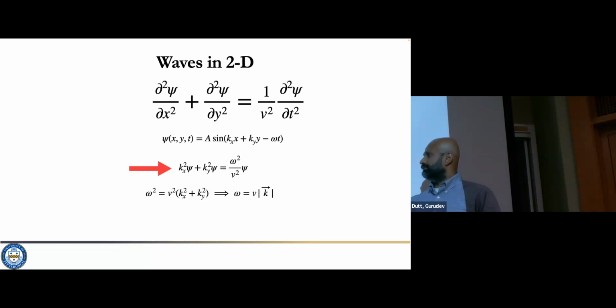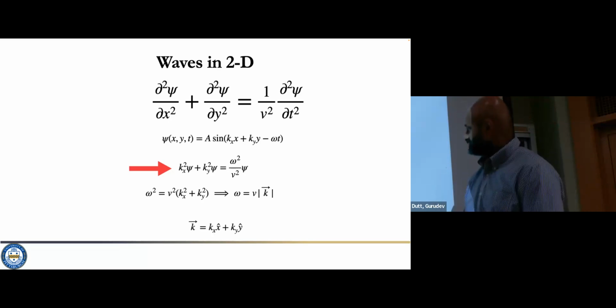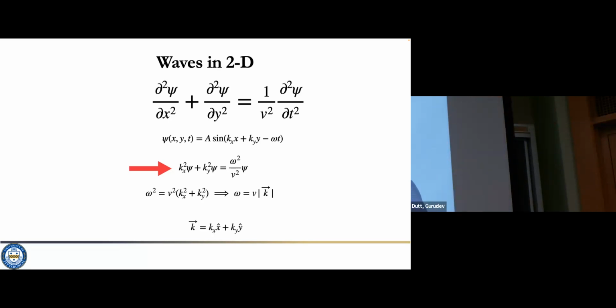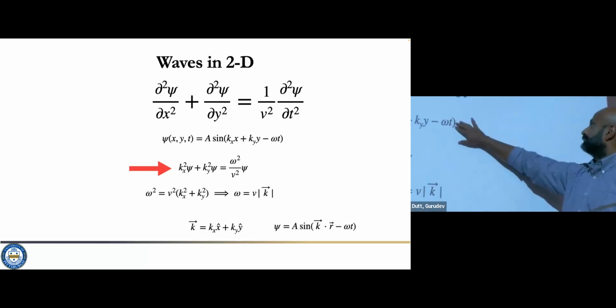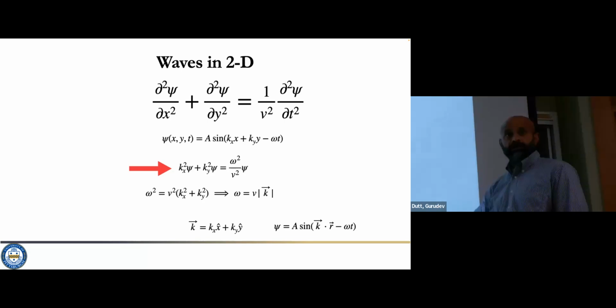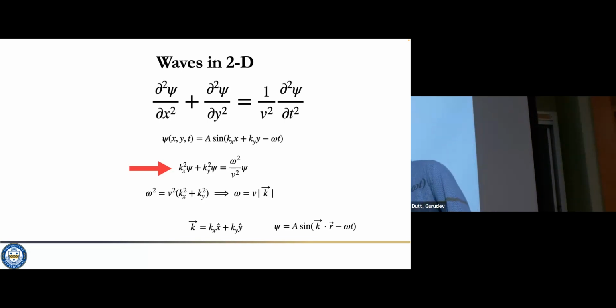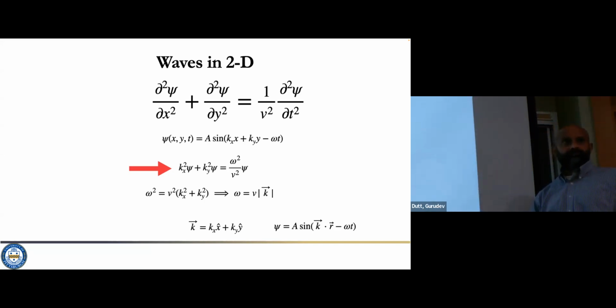But in 2D, now there's not just one k, there's two k's, kx and ky. We calculate the square root of kx squared plus ky squared as the magnitude of the vector k. So we can represent k as kx times x hat plus ky times y hat, and we can write the 2D wave as a sine of the vector k dot r, where r is now the vector x times x hat plus y times y hat. It's a position vector at any point in space, x comma y. So this is now the form of the 2D wave. Everyone okay with this?